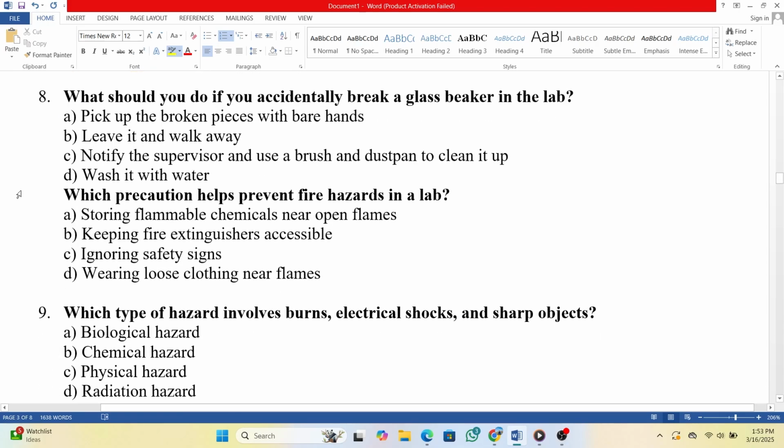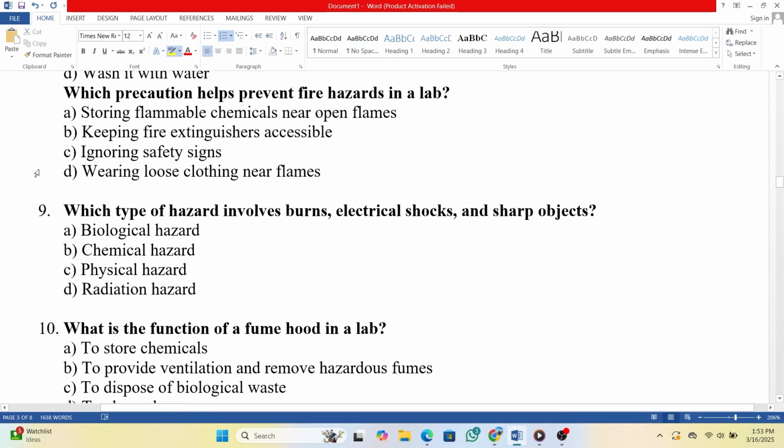8. What should you do if you accidentally break a glass beaker in the lab? A. Pick up the broken pieces with bare hands. B. Leave it and walk away. C. Notify the supervisor and use a brush and dustpan to clean it up. D. Wash it with water. Answer, C.